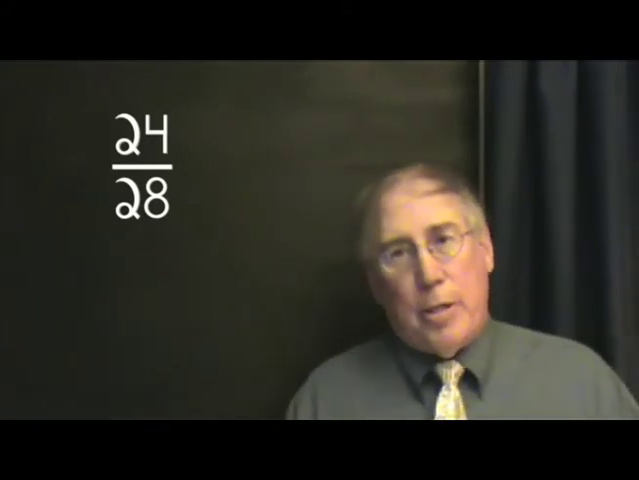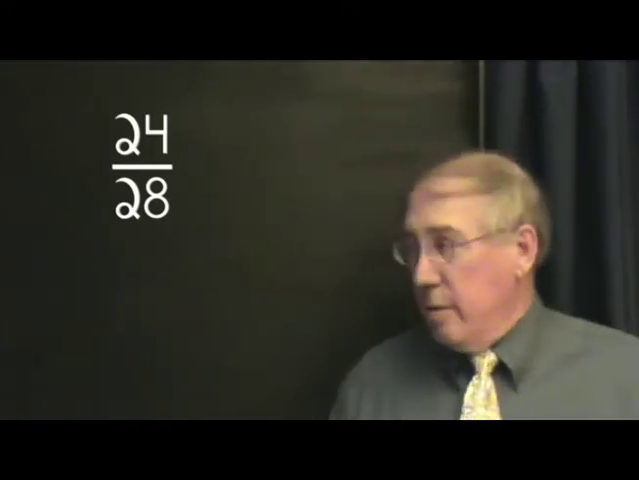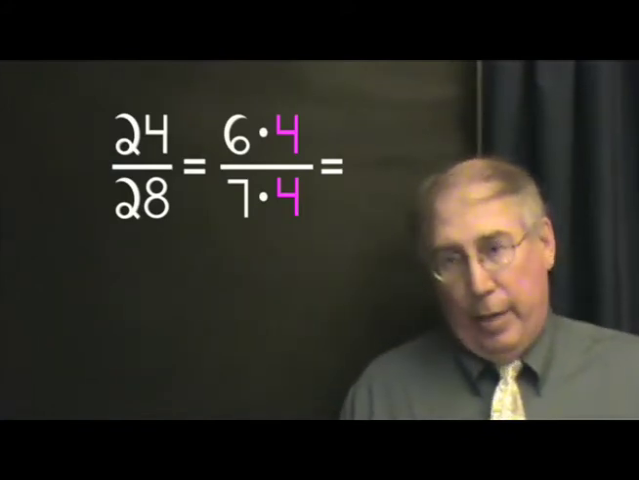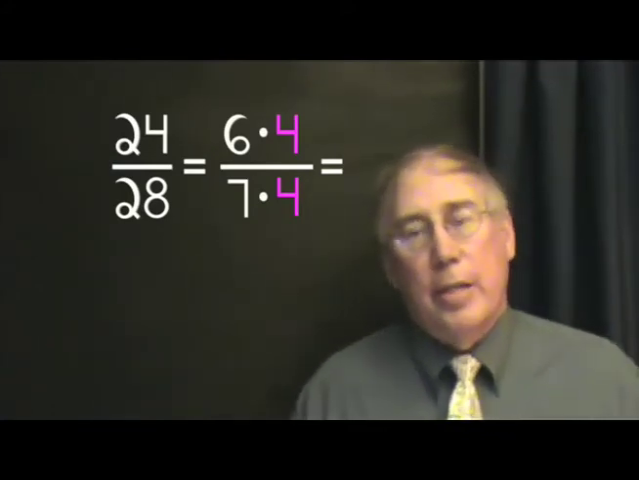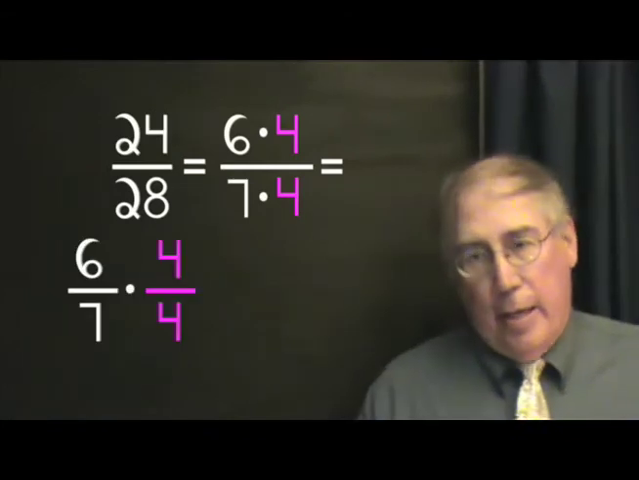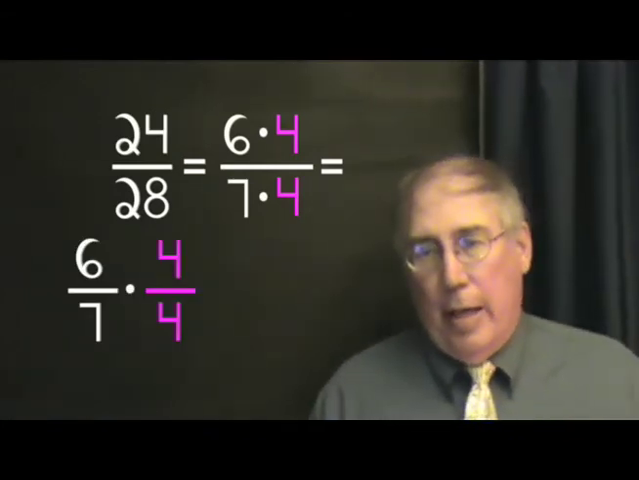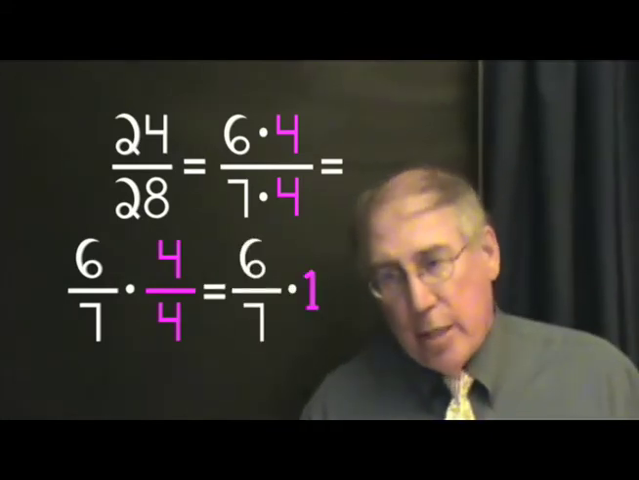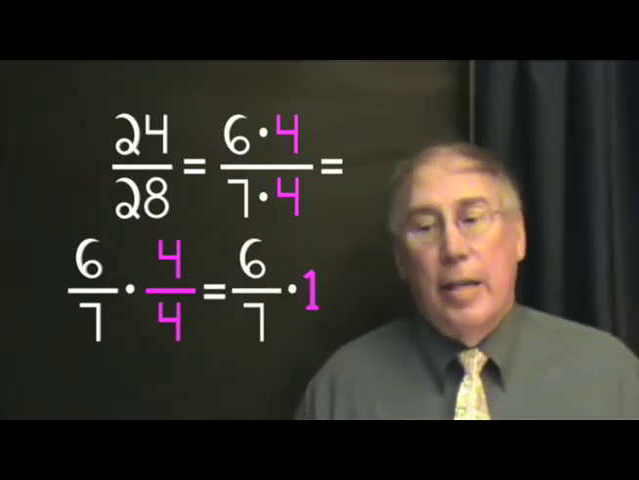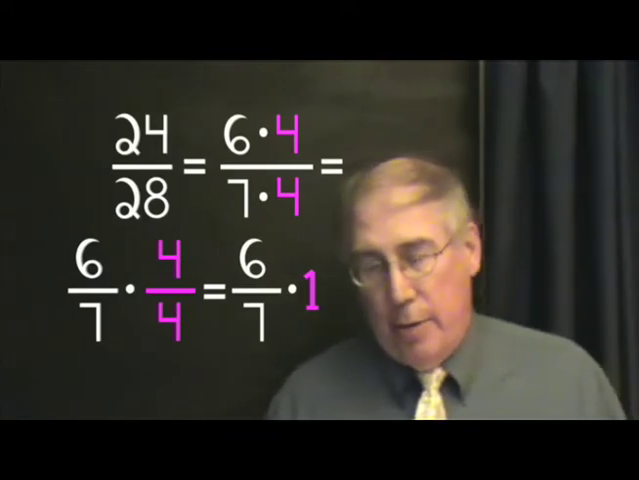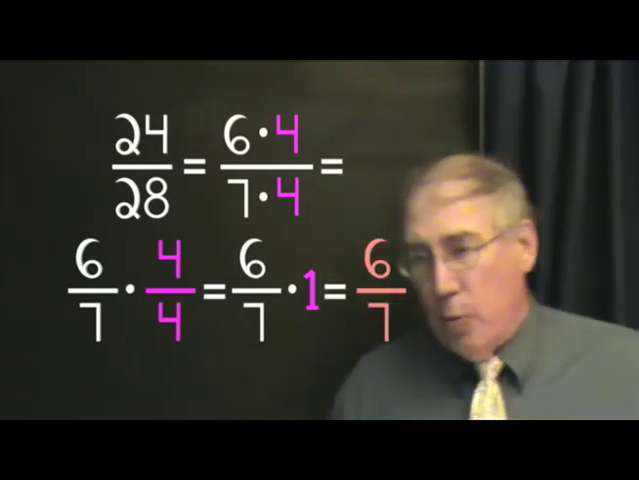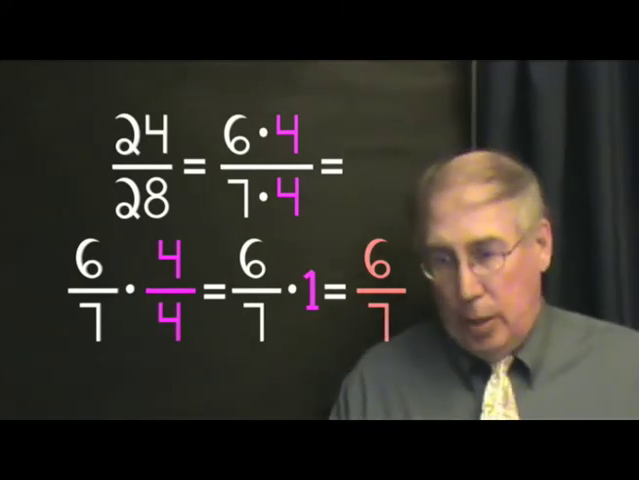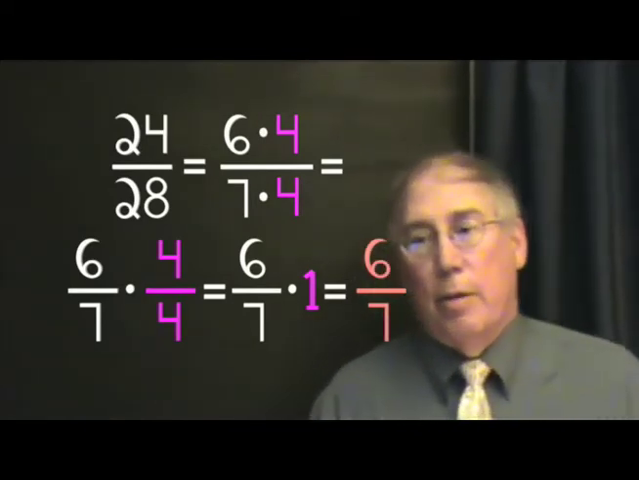So let's set it up as a fraction and use that first rule that we went over, and we can have 6 times 4 over 7 times 4, and then we can pull those apart and have two fractions, 6 sevenths times 4 fourths, and 4 fourths is just 1, and so we'll get 6 sevenths. So that's a way of reducing to the lowest terms using the greatest common factor.